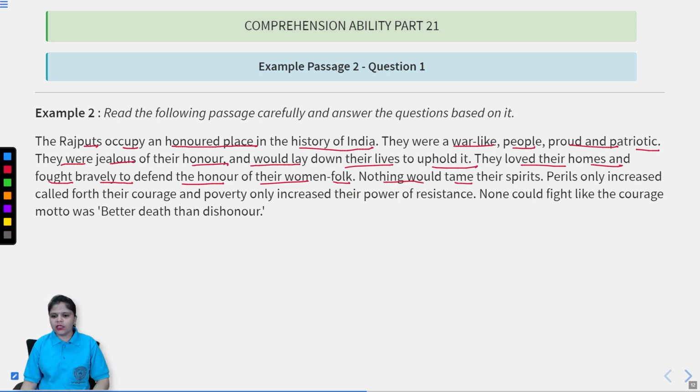Nothing would tame their spirits. Tame means weaken their spirits. Okay. Perils only increased, called forth their courage, and poverty only increased their power of resistance.